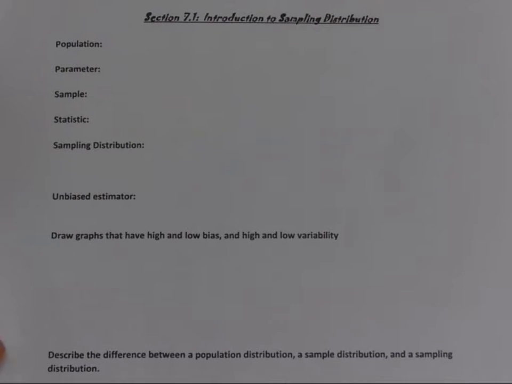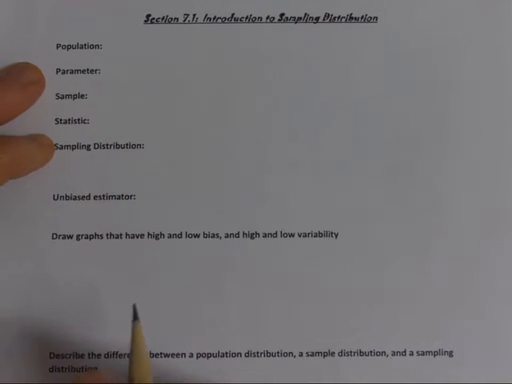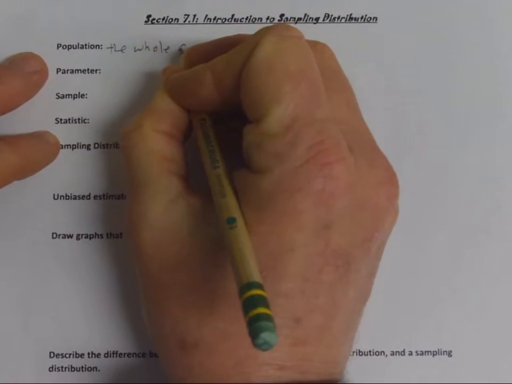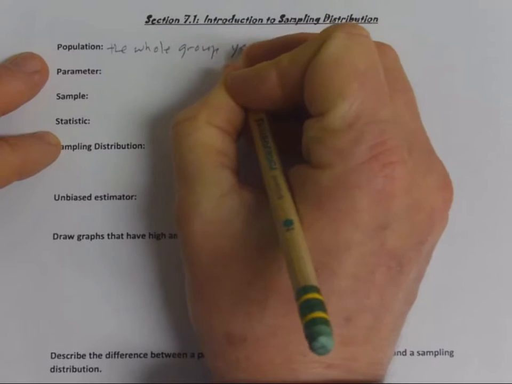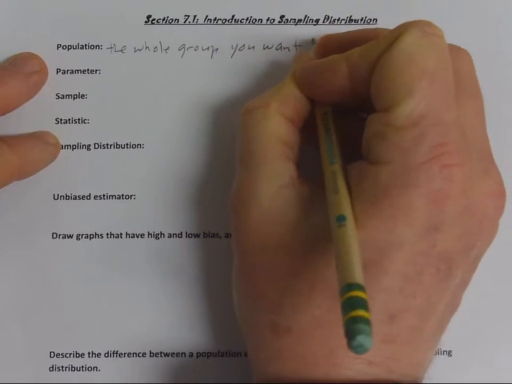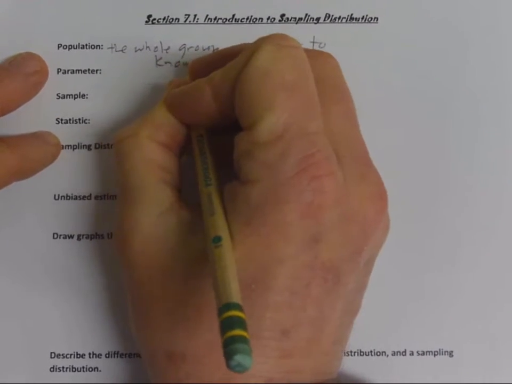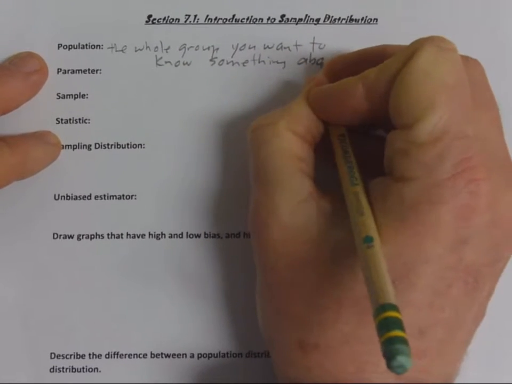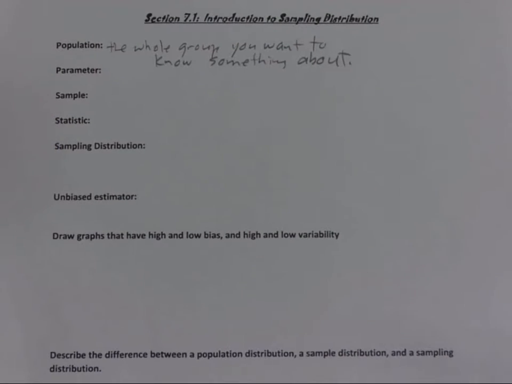a sampling distribution is. The first concept is a population, and a population is just the whole group you want to know something about. And it could be anything. It could be any people, animals, or things. Could be every voter in the United States, or it could be every potato in this big truckload of potatoes, or it could be every student in a school, or every dog in this dog kennel. It's just a whole group you want to know something about.